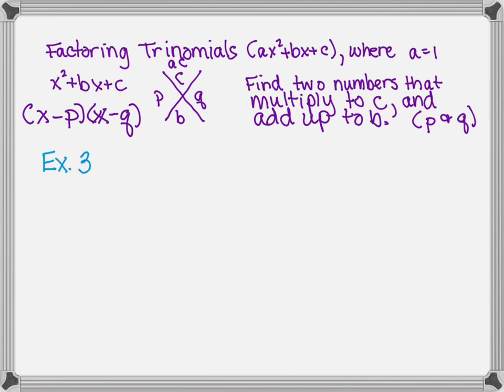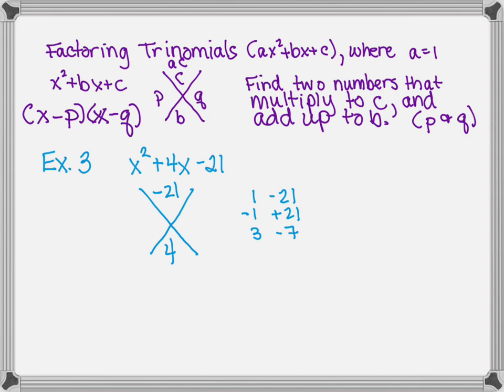So let's look at an example. We have x squared plus 4x minus 21. So if I draw an x, my c term is negative 21. My b term is 4. I need to find numbers that multiply to negative 21 and add up to 4. So I could have the factor pair 1 times negative 21, but those don't add up to 4. I could also have negative 1 times positive 21, also don't add up to 4.